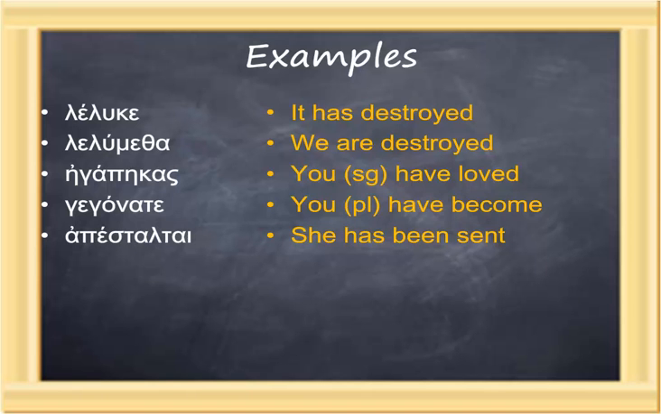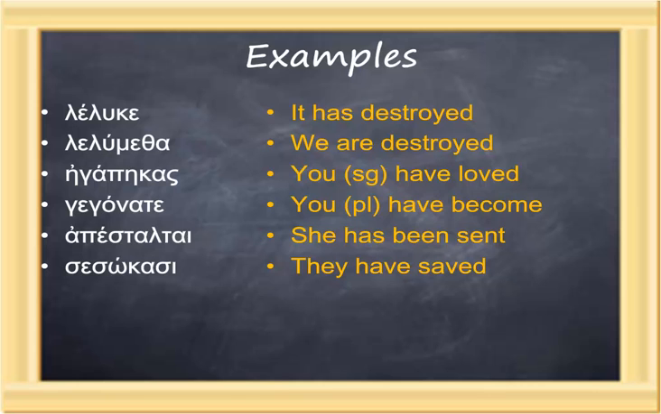Apestaltai is quite interesting. The epsilon after the p looks like an augment, but it's not. Not with a tai ending. Tai is a primary ending. Since it's a primary ending, that epsilon can't be an augment, and it turns out it's a way of doing vocalic reduplication. So we have a perfect passive. She has been sent, or she is sent.